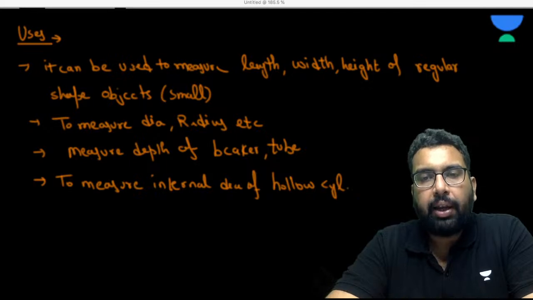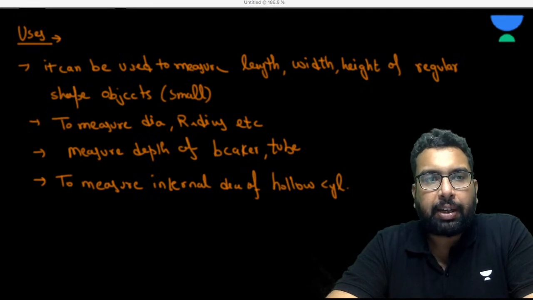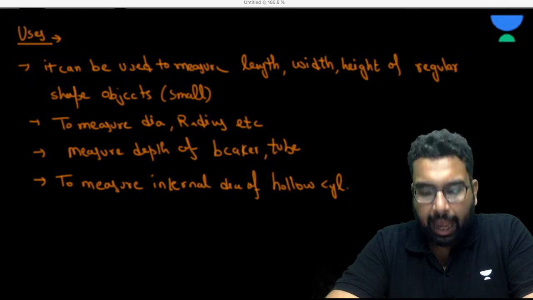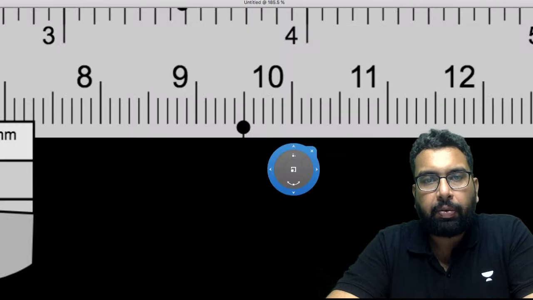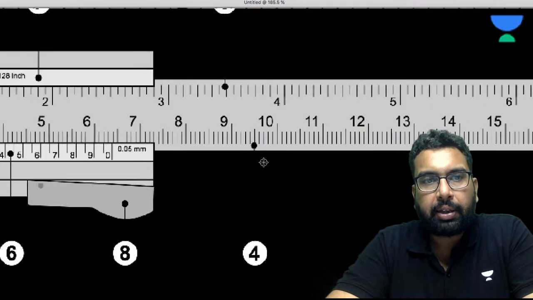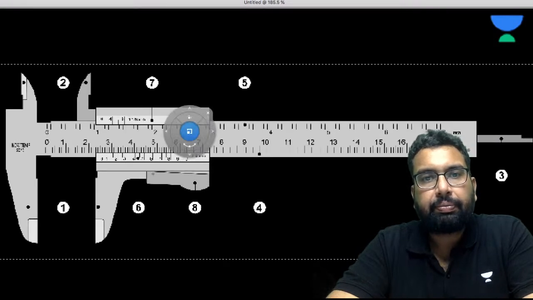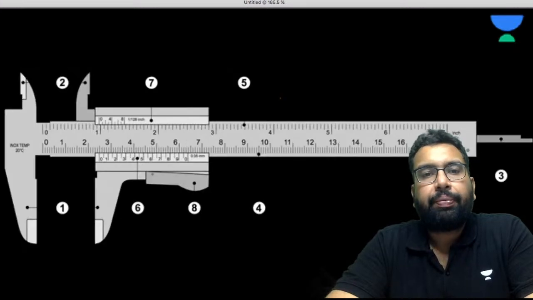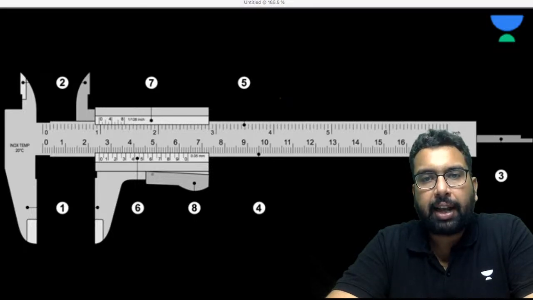Now how does the Vernier caliper look? I'll show you one image, and you can relate it with the practical Vernier caliper I am holding for you. So let us see. We have somewhat like this. I hope you can see this image. So this is your Vernier caliper.